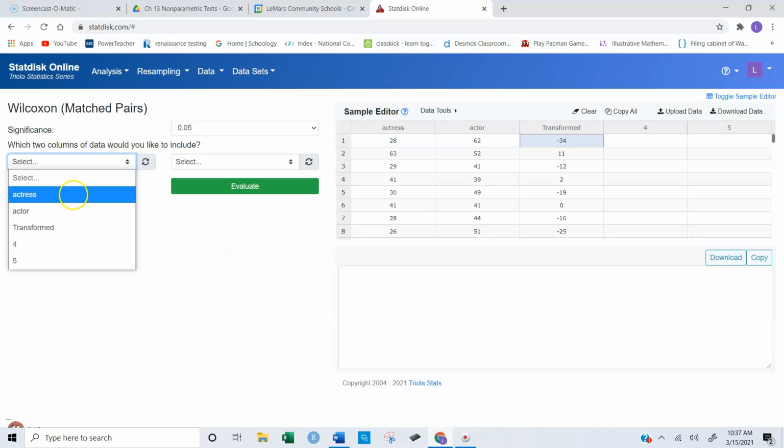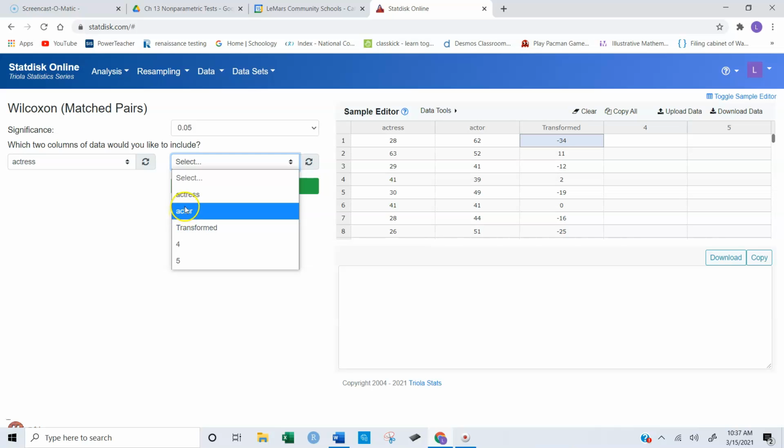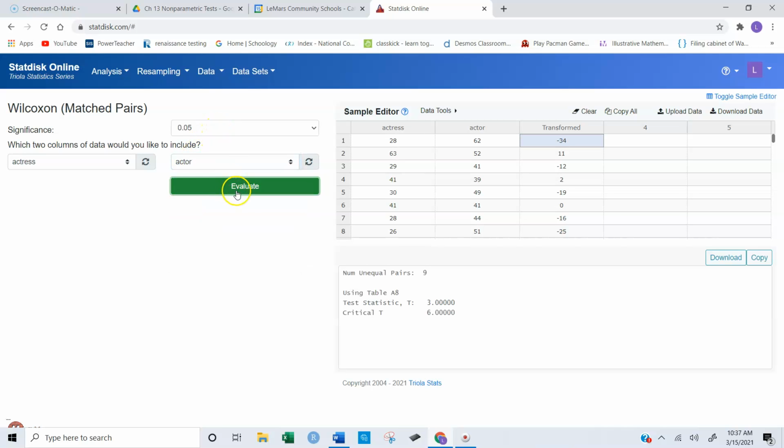We are going to look at the actress and the actor. We are going to use a 0.05 significance level and hit evaluate. Now down here, there's not enough for it to do a lot, but it will give us a little bit. We have the test statistic, which is 3, and our critical value, which is 6. Okay, back to your notes.